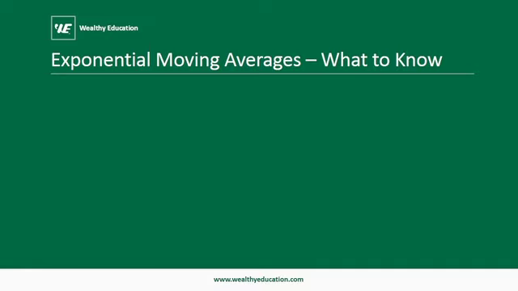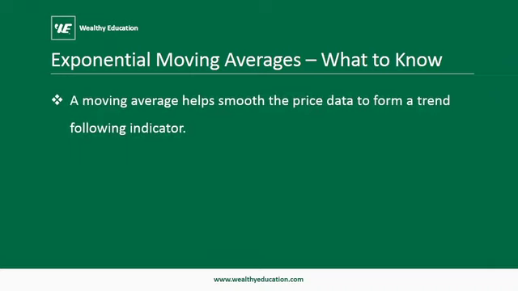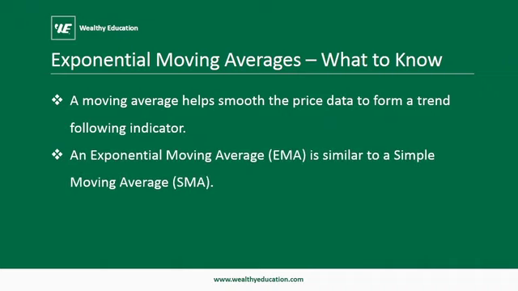Sounds interesting, right? In terms of definition, a moving average is a technical indicator that displays the price of a security over a set period of time. It helps smooth the price data to form a trend-following indicator. There are different types of moving averages. The two basic and commonly used moving averages are the simple moving average, or SMA, and the exponential moving average, or EMA.